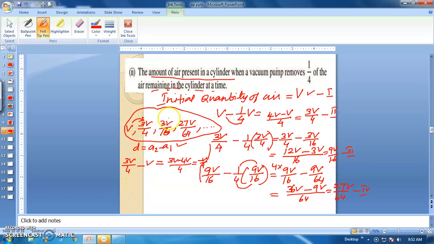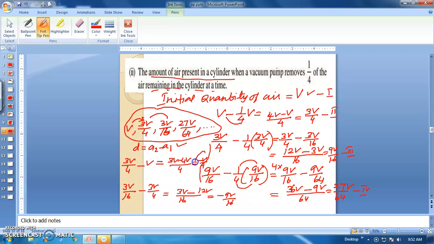Now what about the third term minus the second term? Subtract that and check the difference. So 3v by 16 minus 3v by 4. Here 16 is the LCM. So when we take the LCM, 3v comes here and 12v here, so it equals minus 9v by 16.